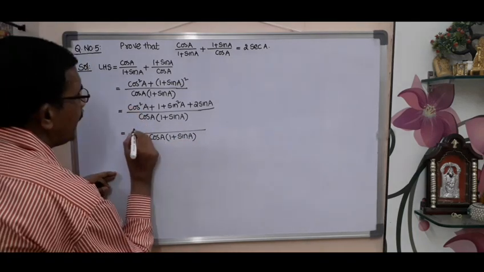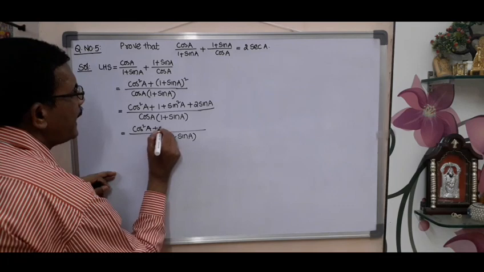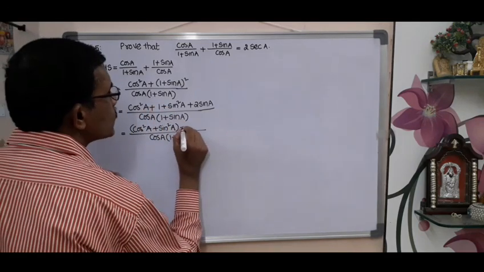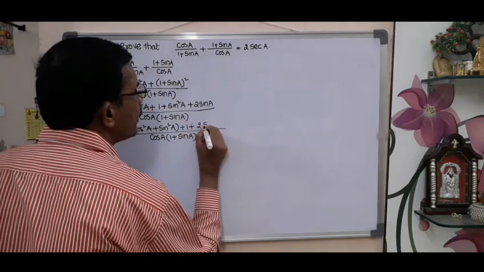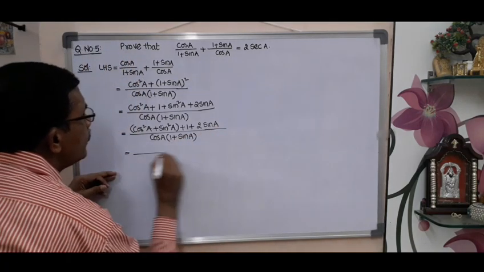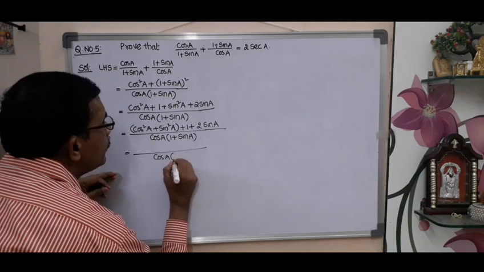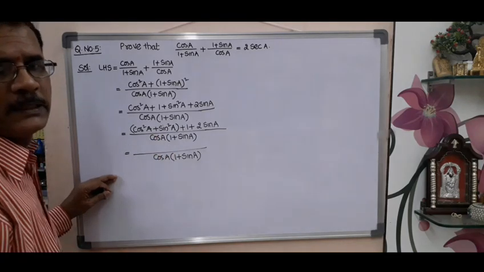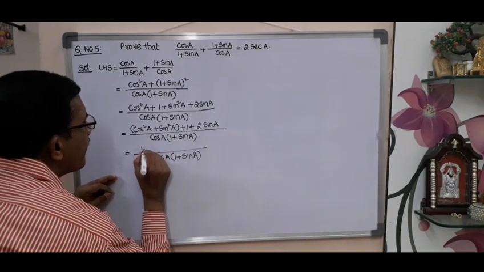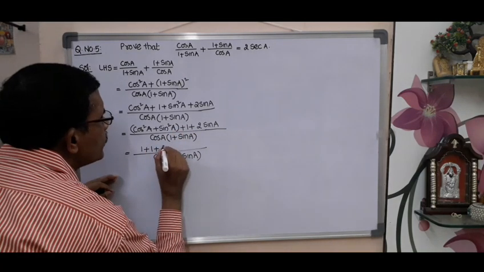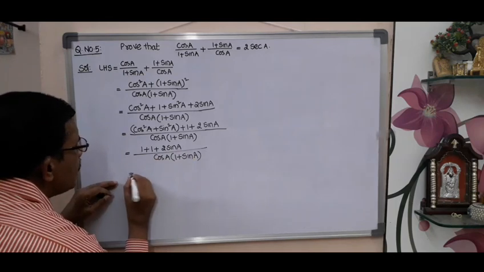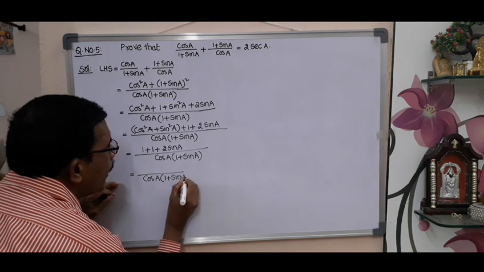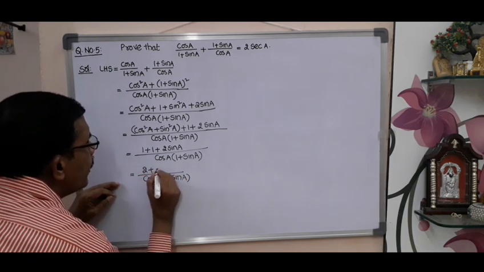Now cos square A plus sin square A, these two writing together, cos square A and sin square A, plus 1 plus 2 sin A, that is equal to, denominator is the same, cos A into 1 plus sin A. Now cos square A plus sin square A, identity 1, that is equal to 1 plus this 1 plus 2 sin A, denominator is the same, cos A into 1 plus sin A, numerator 1 plus 1 is 2 plus 2 sin A.